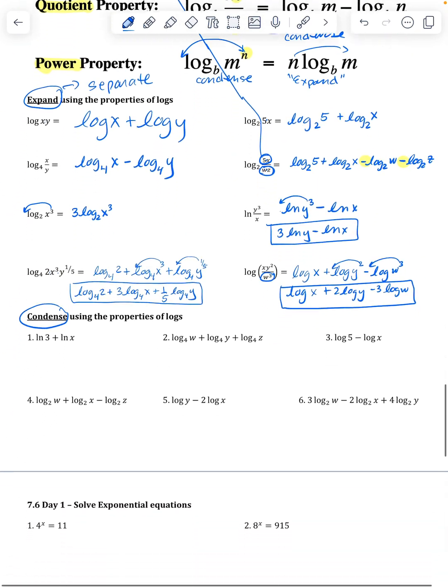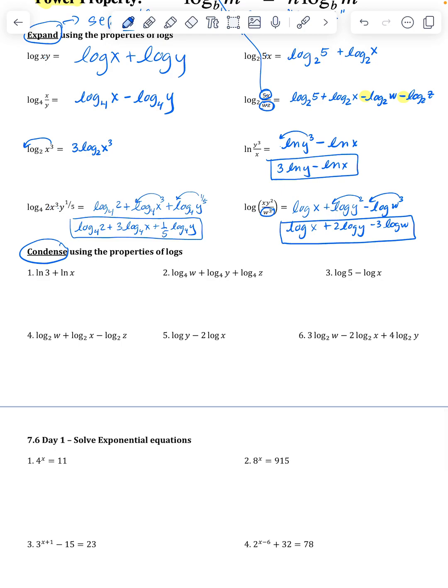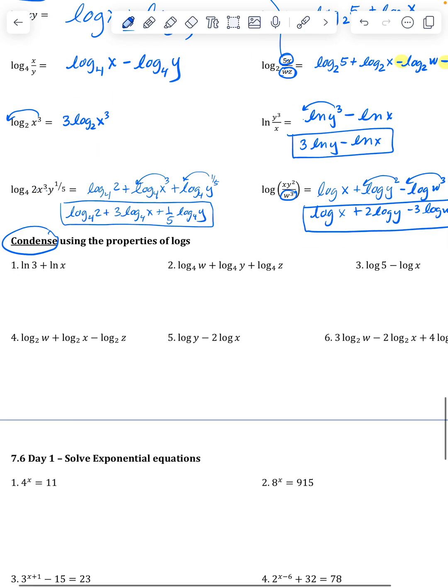So again, we aren't really solving or anything. We are just putting things together and taking them apart because that's a skill that we need for doing other stuff.